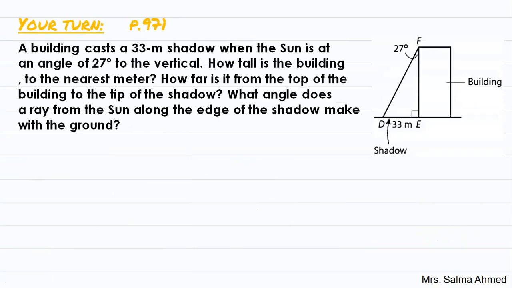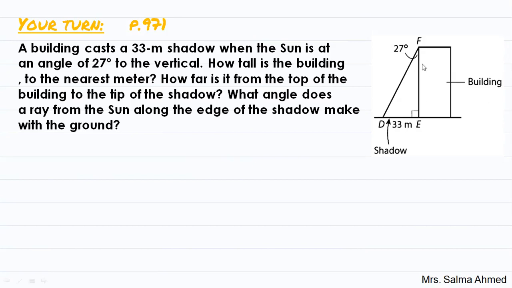Let's have another example. A building casts a 33-meter shadow when the sun is at an angle of 27 degrees to the vertical. How tall is the building to the nearest meter? How far is it from the top of the building to the tip of the shadow? What angle does a ray from the sun along the edge of the shadow make with the ground?